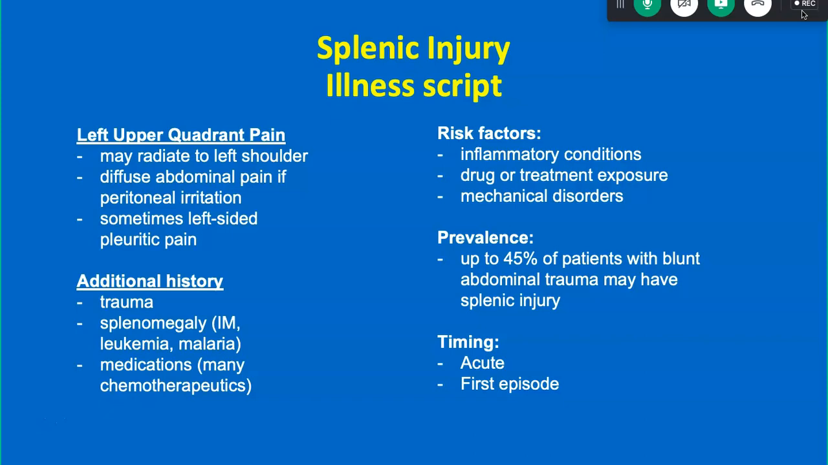Prevalence, very common in blunt abdominal trauma. So anyone who comes in with that, you want to make sure to be ruling out a splenic injury. And the time is going to be acute, and it's going to be a first episode kind of condition.